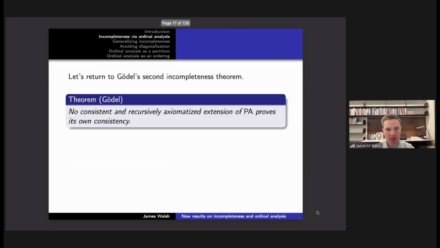Incompleteness via ordinal analysis. I want to return to the statement of Gödel's second incompleteness theorem, and just remember the theorem says no consistent recursively axiomatized extension of PA proves its own consistency. So what we're going to do is start by restating this theorem in other terms.